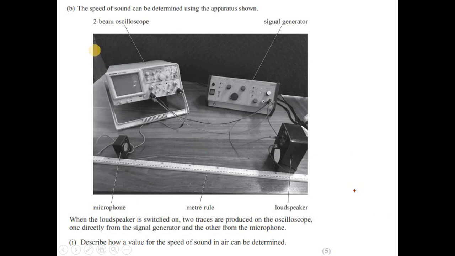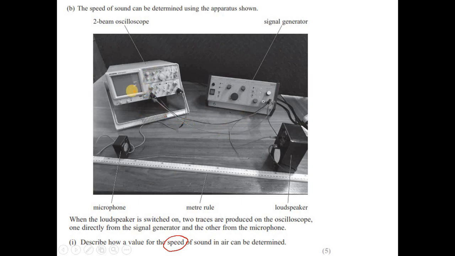Part B. The speed of sound can be determined using the apparatus shown. So this is the apparatus: two beam oscilloscope, signal generator, loudspeaker, meter rule, and microphone. When the loudspeaker is switched on, two traces are produced on the oscilloscope, one directly from the signal generator and the other from the microphone. Describe how a value for the speed of sound in air can be determined. So what to do to find the speed of sound using this arrangement? We have a two beam oscilloscope connected with this instrument. Now you can imagine what is happening.